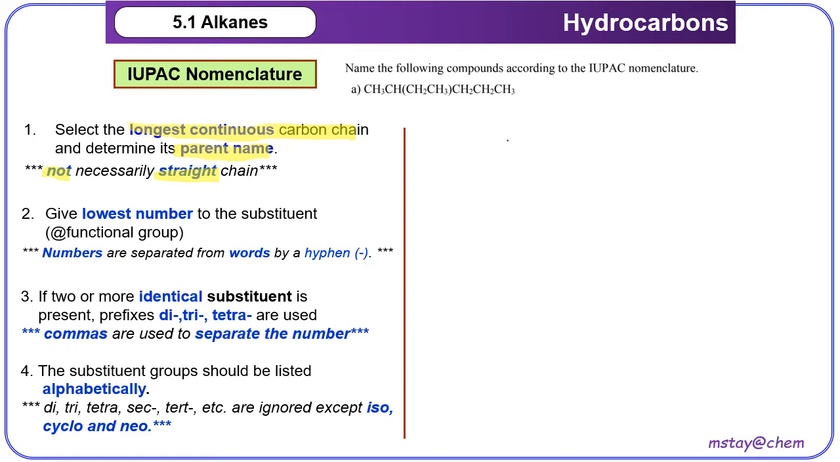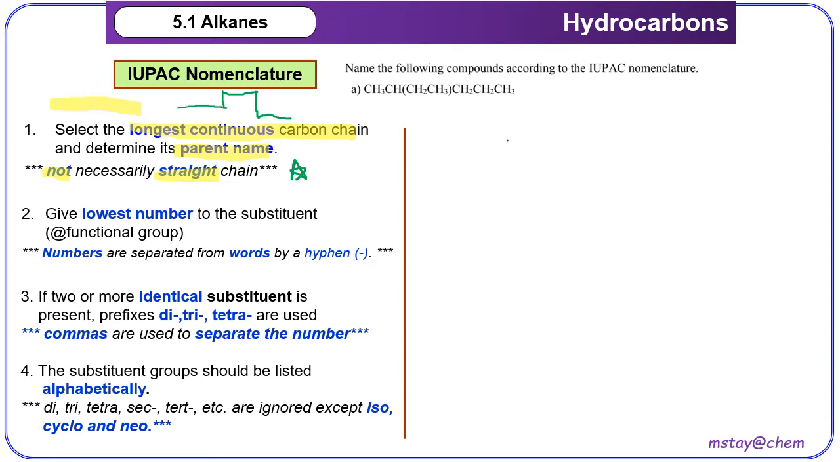So for example, normally we say the longest carbon chain is from the left to the right. But sometimes in the question, it may be like this: from the left to the right and then go up, then to the right, go down and then to the right again. There is the possibility. That's why here I remark, not necessarily a straight chain.